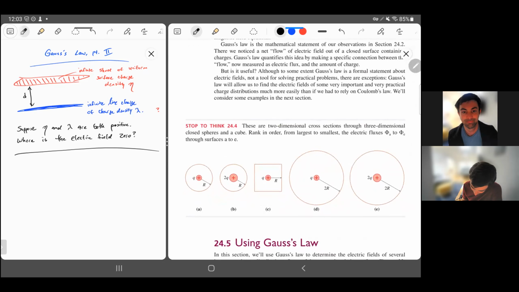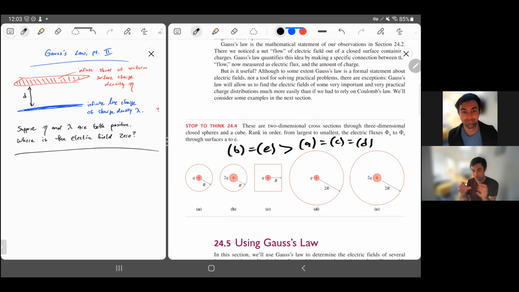Okay, so we're asked to rank the electric fluxes, and the electric flux is just linearly proportional to the net charge inside. So it looks like B and E have the biggest charge. B is equal to E. And those are bigger than the flux going through A, C, and D, which all have a single Q there. So B and E have the most flux.